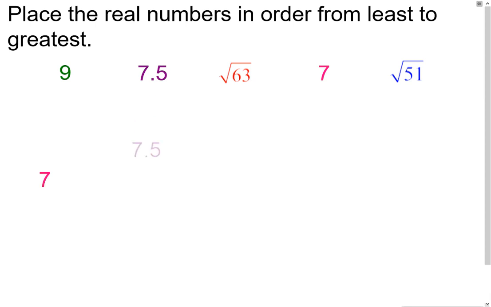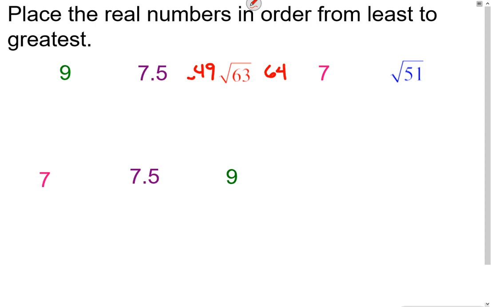We know that. 7.5 is next, and then 9. Now the question is, where's that square root of 63 going to go, and where's the square root of 51 going to go? So to do that, I'm going to look at the square root of 63 and do the same thing that I did in all the previous ones and go, well, which two perfect squares is 63 in between? Well, we'd have 49 this way, and we'd have 64 this way.